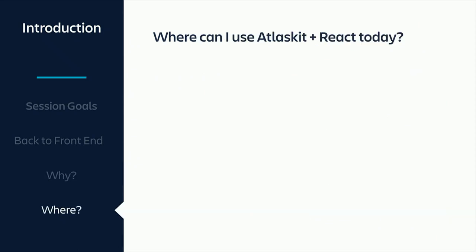Another question might be, where can I use Atlaskit and React today? The problem is that React likes to control the DOM. Unfortunately, so do most Atlassian host applications. And this leads to a couple of places where we can use it and some where it's not advisable. So, full steam ahead: if you have a standalone page, you're running your configuration options, or an iframe, you can do whatever you want there.